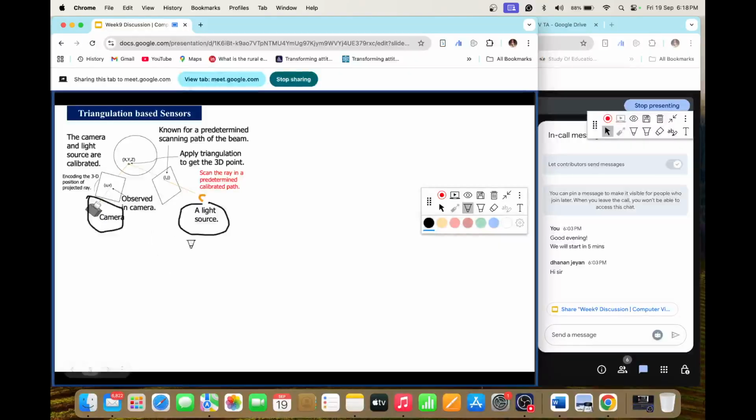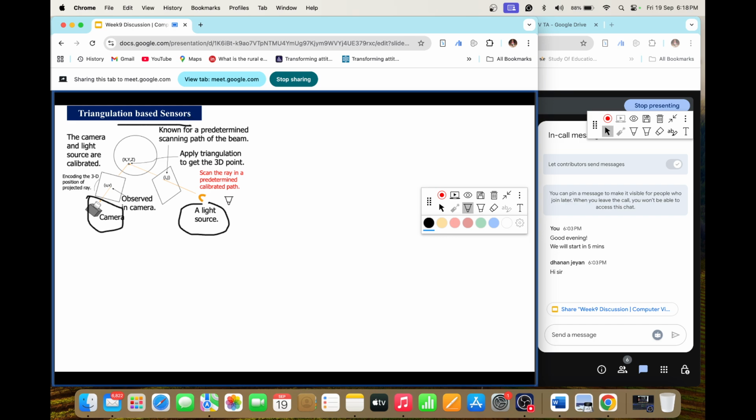Yeah, one is the light source, second is the object, and third is the camera, okay. So in very layman terms, the light source will be going and interacting with the object, and this interaction will be captured on the camera, okay. So that is known as a triangulation based sensor, okay.